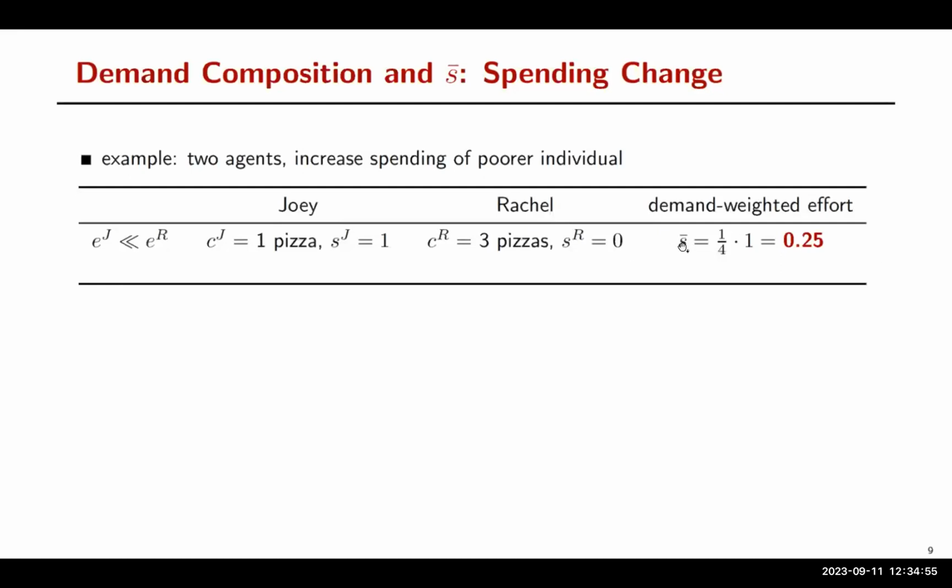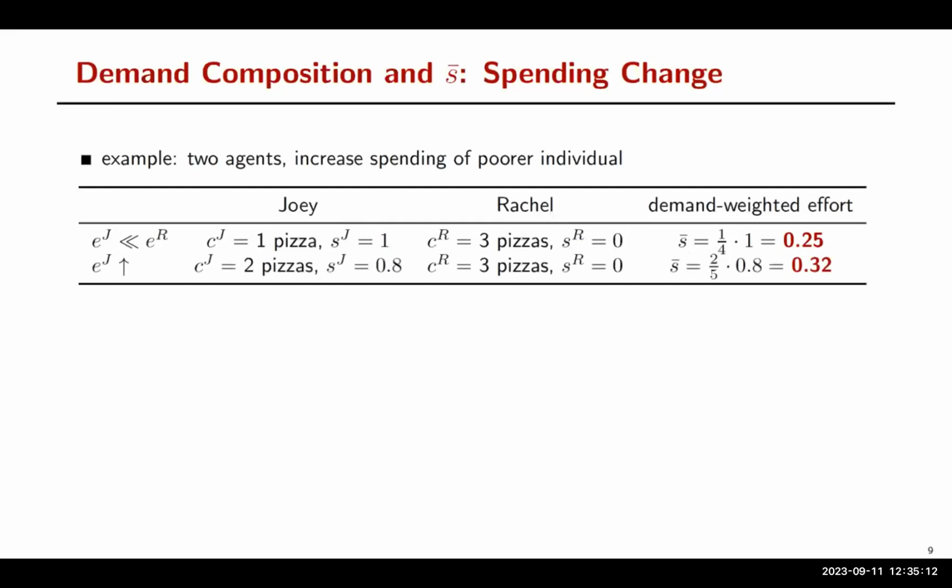Now, the demand-weighted search effort is going to be 0.25, which is just Joey's share in demand times his search effort, because Rachel doesn't search. Now, the interesting thing happens if you increase Joey's income so that Joey can have actually a higher level of expenditure. Okay? Joey is now going to do 2 things.